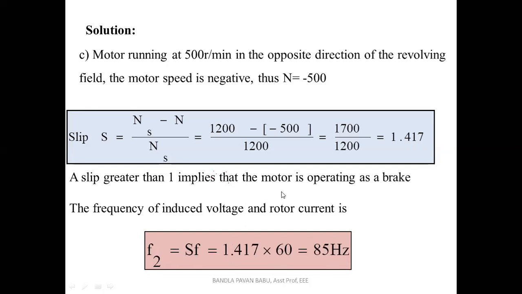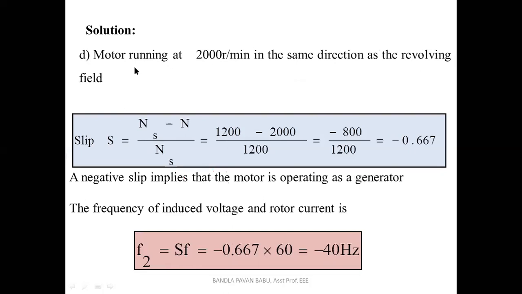Okay, next, last case. The motor is running at 2000 rpm in the same direction as the revolving field. So we get slip equal to ns minus n by ns. Here it is given as 2000, and in the same direction means positive. So we get minus 800 by 1200. So the slip value is minus 0.667.